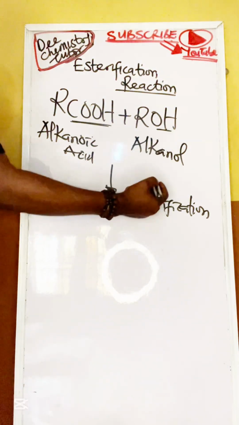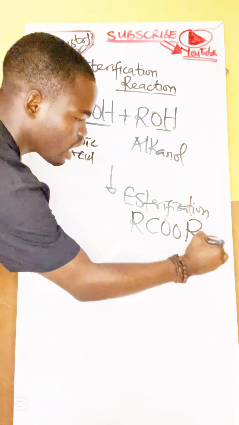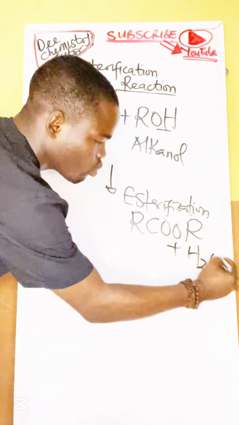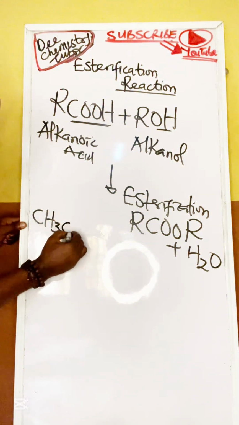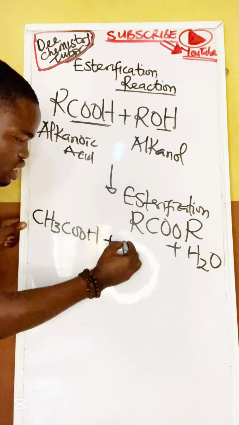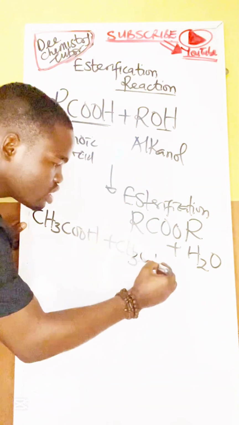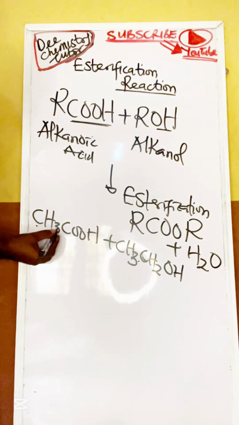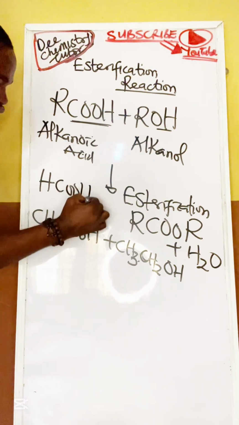Okay, now what is the compound that will be formed? The compound is now RCOOR. It will also release water. Now, let's say I have CH3COOH plus CH3CH2OH. Now, this is what? 1, 2. So we call this what? Ethanoic. Eth means when the carbon is 2. Methanoic is HCOOH. Please take note of this.